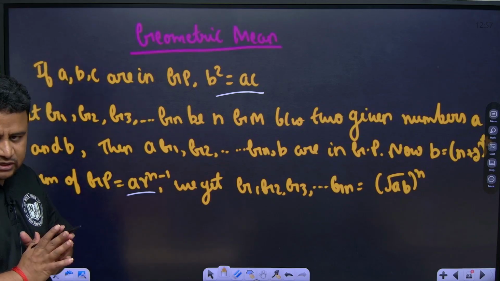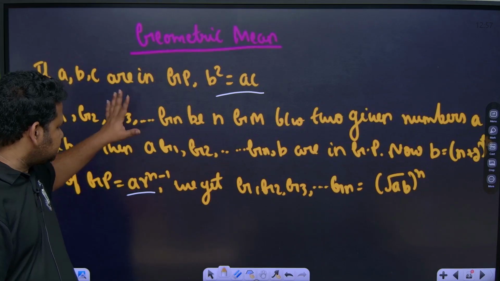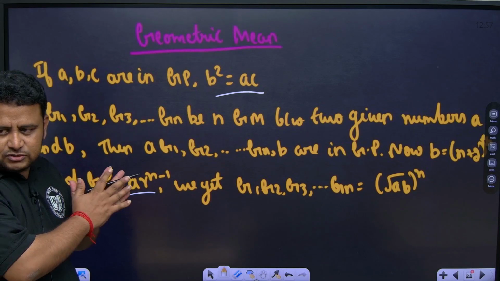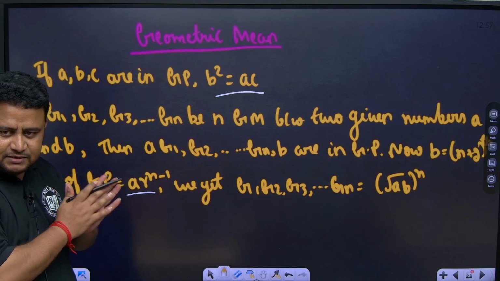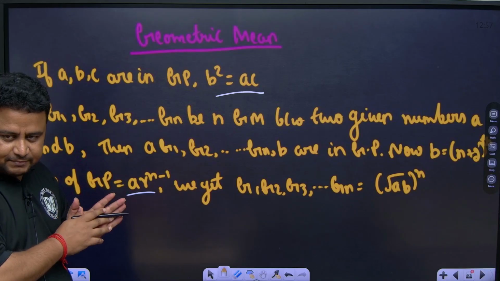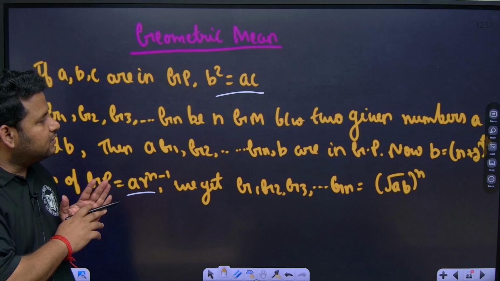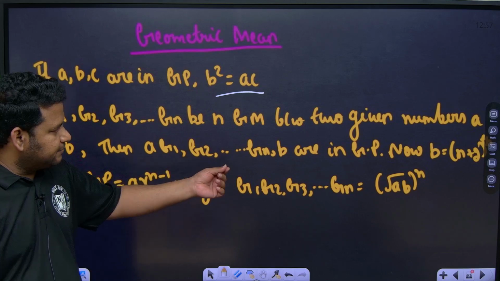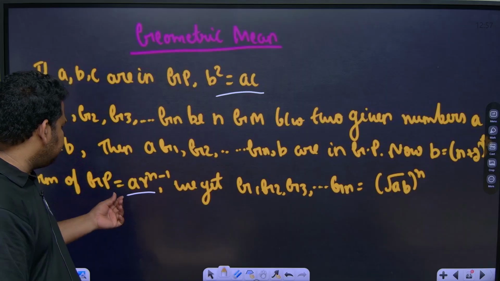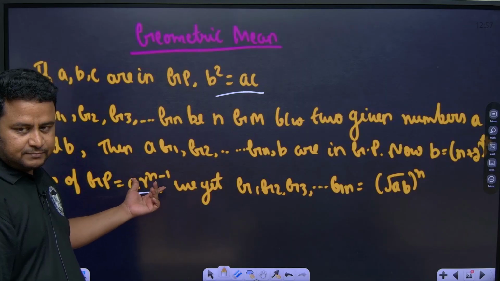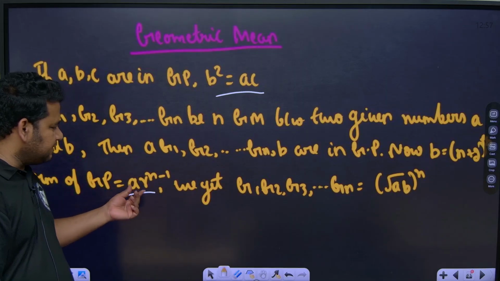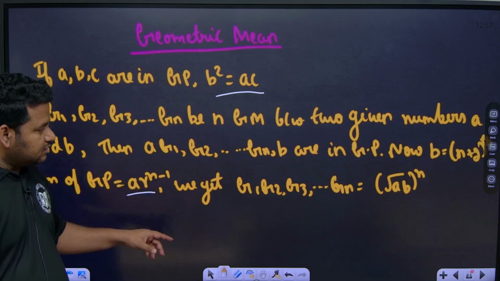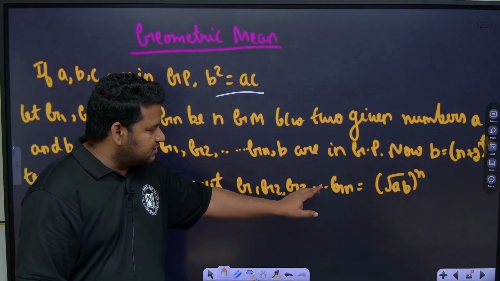In the previous topic we inserted arithmetic means between A and B. Now we are inserting geometric means between A and B. Here, B, that is the n plus 2 term, is given by A r to the power of n plus 1. The product G1, G2, G3, up to Gn, what is this value given by?